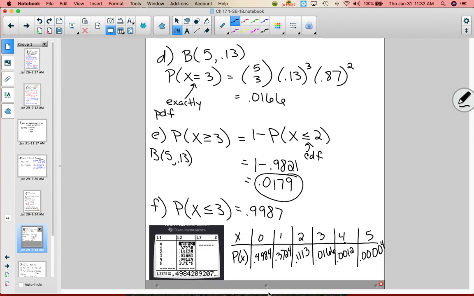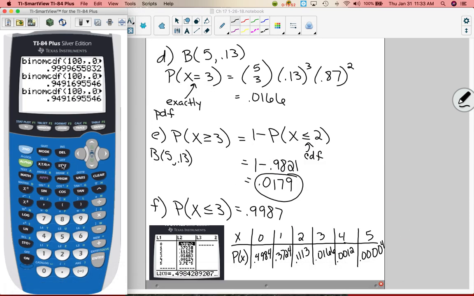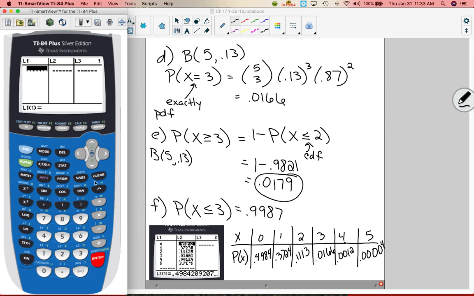Now, what I'll show next on this one: we only have 5. We have a set number of trials. We had 5 people that we were looking at. Let me show you how to set up your calculator. If we go to our stat list, in L1, I'm going to put down all the possibilities for the number of lefties I might find, from 0 to 5, because we're only choosing up to 5 people.